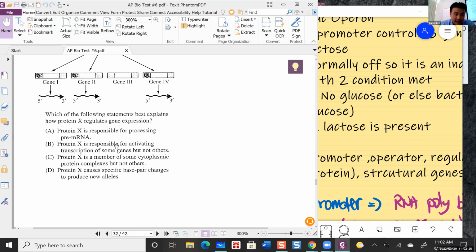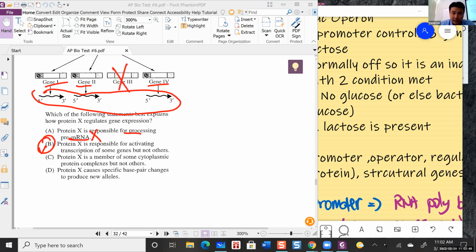So 49 is B, right? Protein X is responsible for activating transcription of some, but not all, of the other genes. It's not processing mRNA. The mRNA is right here. We're not processing them. Protein X is a member of a cytoplasmic protein complex? Well, that doesn't make sense. So it just turns on a few genes, 1, 2, and 4, but not gene 3. That's as simple as what the diagram is saying.